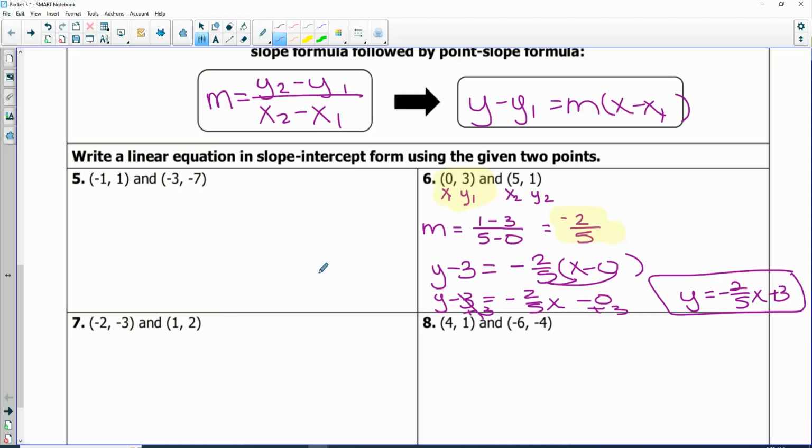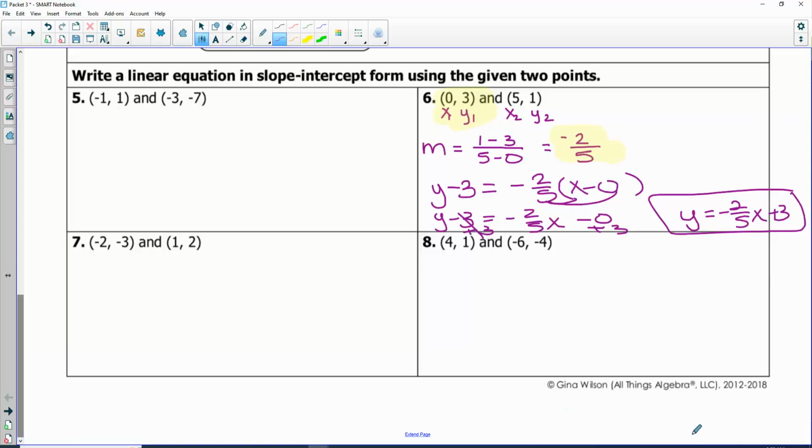Alright, find a partner and do problem 8. So this is like our x1, y1, x2, y2. So slope is y2 minus y1 over x2 minus x1. You get negative 5 over negative 10, which reduces to 1/2. Did everyone get a slope of 1/2? I did not reduce it. You'll get the same answer later. You can reduce it later on.